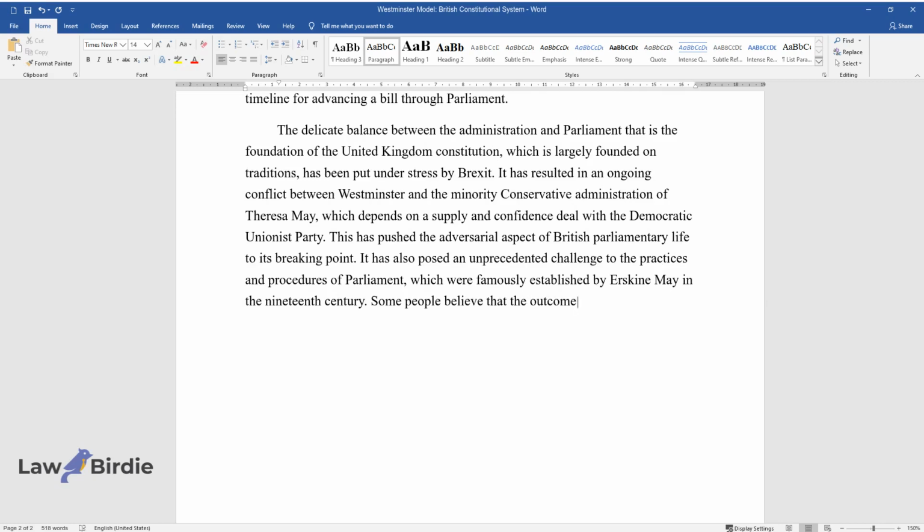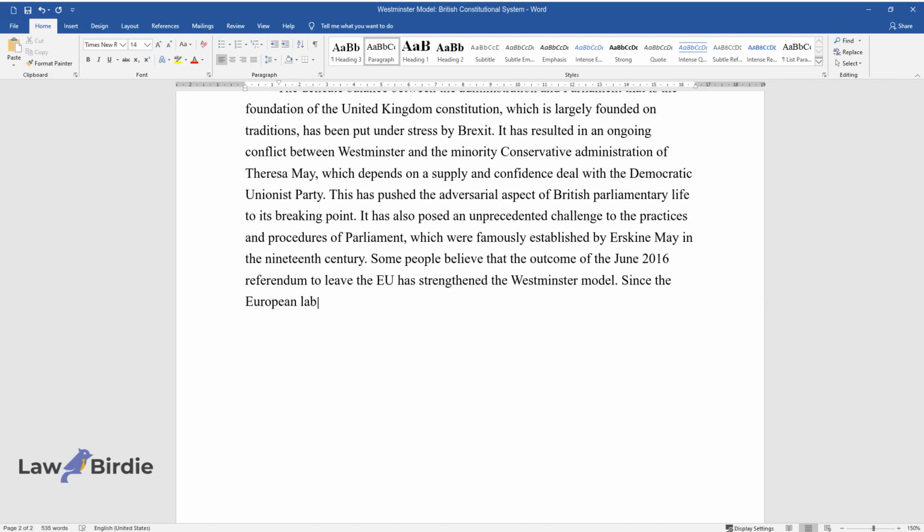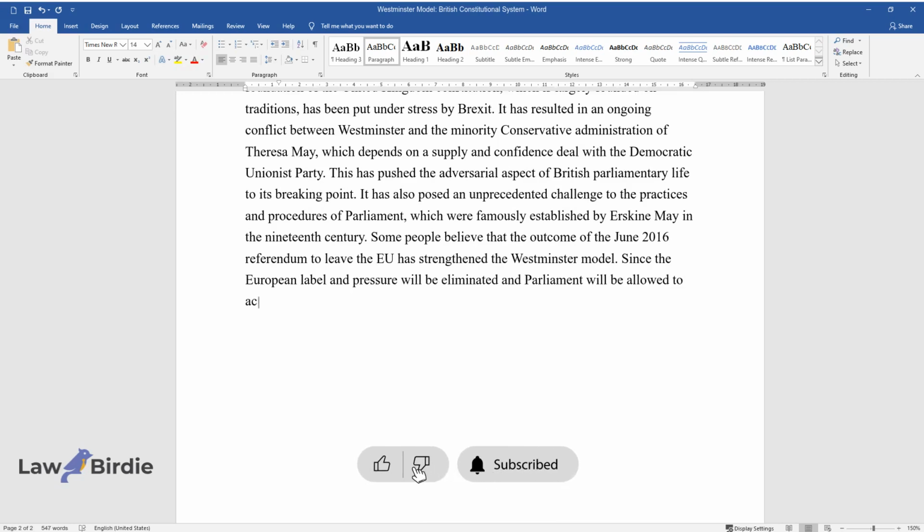Some people believe that the outcome of the June 2016 referendum to leave the EU has strengthened the Westminster Model. Since European influence and pressure will be eliminated and Parliament will be allowed to act autonomously, this will have a significant impact on the supremacy of Parliament.